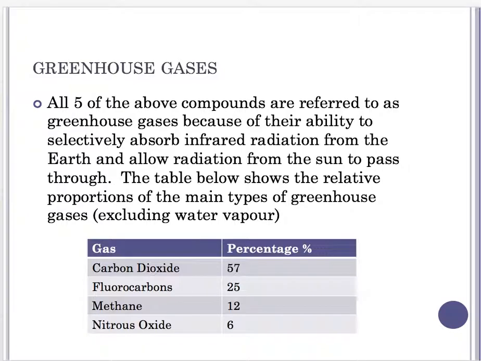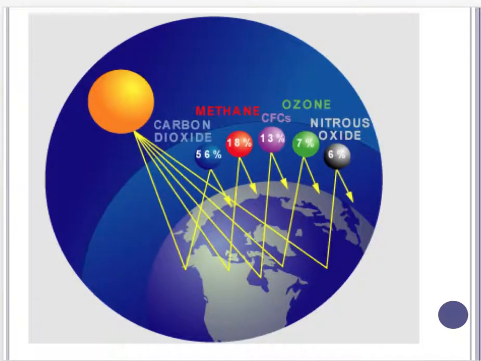All 5 of the following compounds are referred to as greenhouse gases because of their ability to selectively absorb infrared radiation from the Earth and allow radiation from the Sun to pass through. The table below shows the relative proportions of the main types of greenhouse gases, excluding water vapor. So mainly, as you saw in that graphic, 57% was carbon dioxide, 25% were fluorocarbons, methane 12, and nitrous oxide 6.